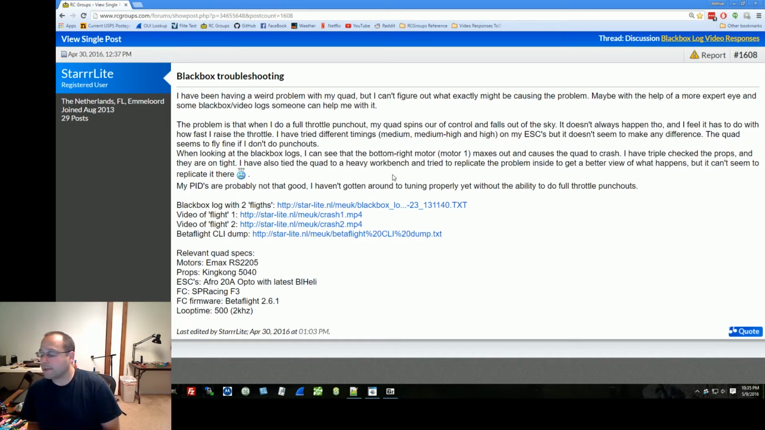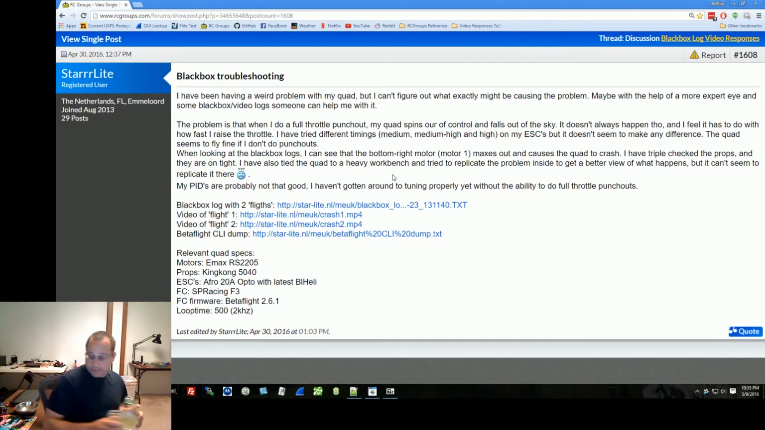Well, you can't run BLHeli_S. That's not an option because BLHeli_S is a whole new hardware design. Just like you can't run BLHeli on a Simonk, on an Atmel ESC with no external oscillator, right? If you don't have an external oscillator on the ESC, you cannot run BLHeli on it, period. You need that hardware. It has to be there.